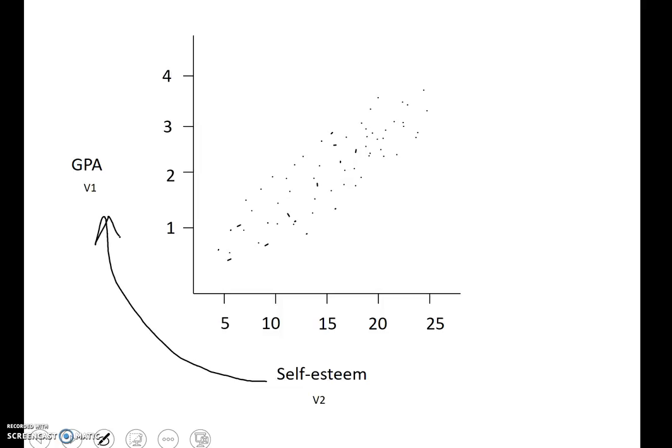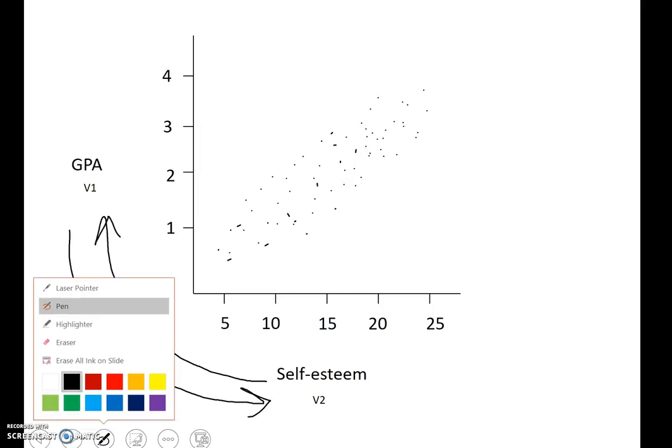It could be just the opposite. It could be that students who earn high GPAs, maybe earning a high GPA causes higher self-esteem. Or maybe earning low GPAs causes lower self-esteem. The point is we don't know really which one is causing which. All we know is that there's a correlation. And we'd have to be cautious about how we report that.